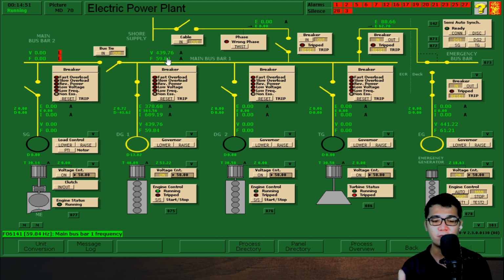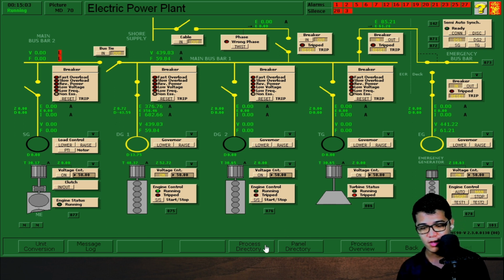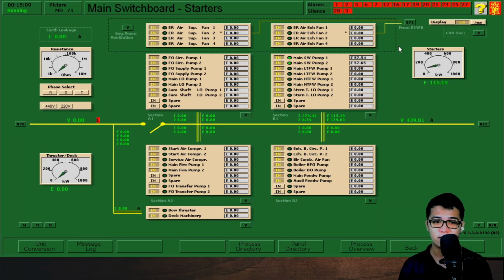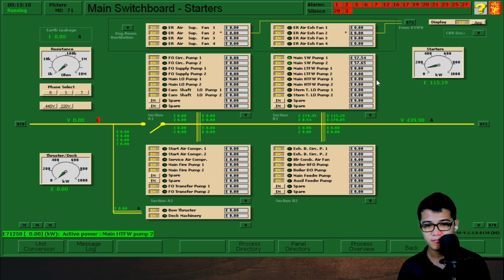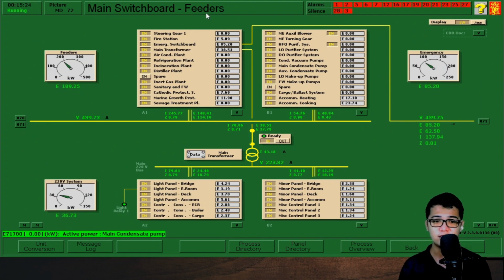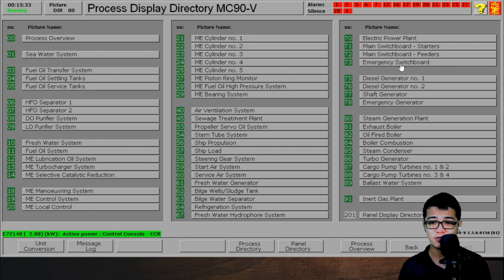And part of this distribution part is the main bus bar. At the heart of the distribution system are our switchboards, and these are those switchboards. This is our main switchboard for starters, the starters of fans, pumps, and compressors. Besides the main switchboard, we also have a switchboard for feeders. So these are all the machineries. And also we have our emergency switchboard.